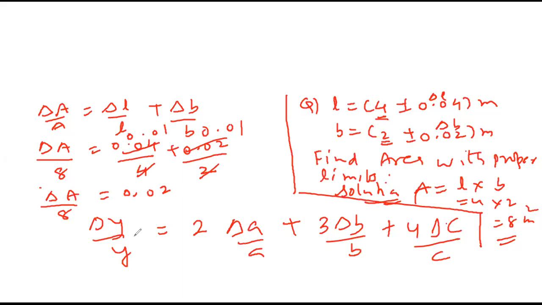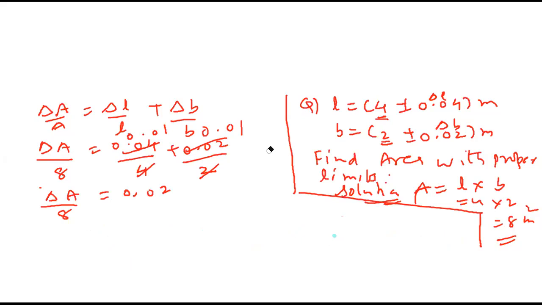So therefore, delta A will be delta A equals to 0.16. So now area will become A, which is 8 plus or minus 0.16 meters.